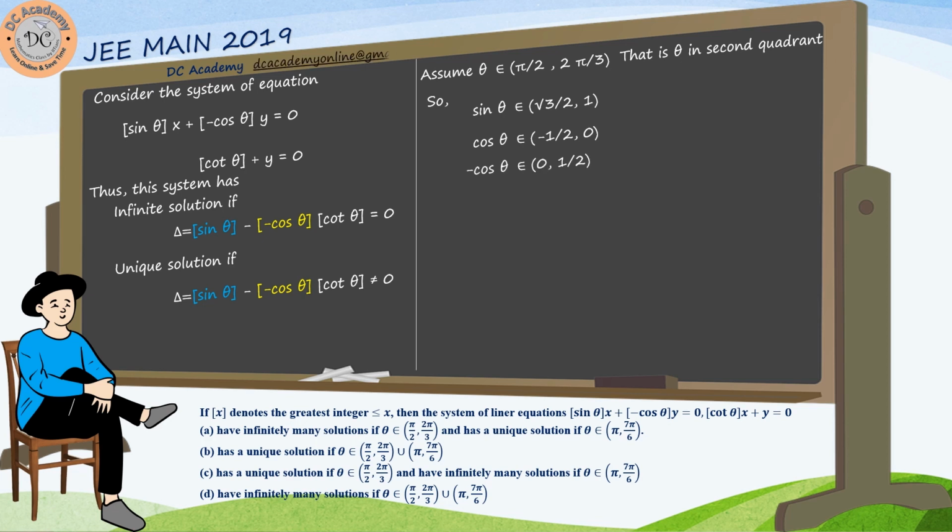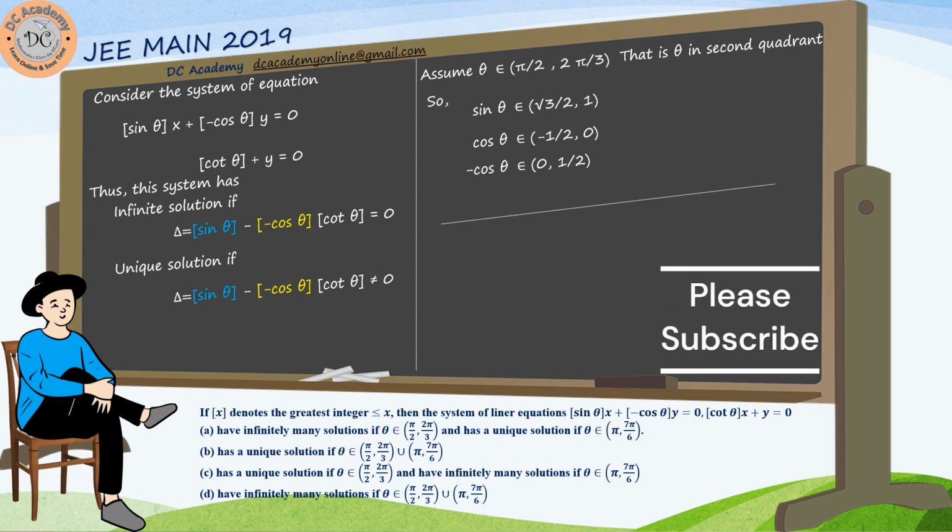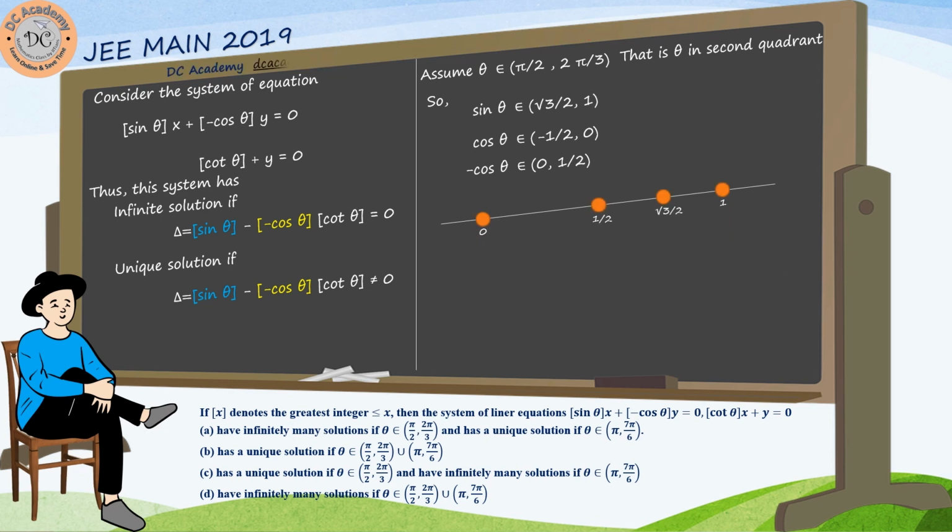That's why minus cos theta belongs to 0 to 1 by 2. If we multiply by minus 1, we can get that interval. It is a very simple thing, right? Now we need to find out the box of sine theta and minus cos theta in this interval. So therefore we consider the number line, and we consider the typical points whatever we are having in the interval notation.